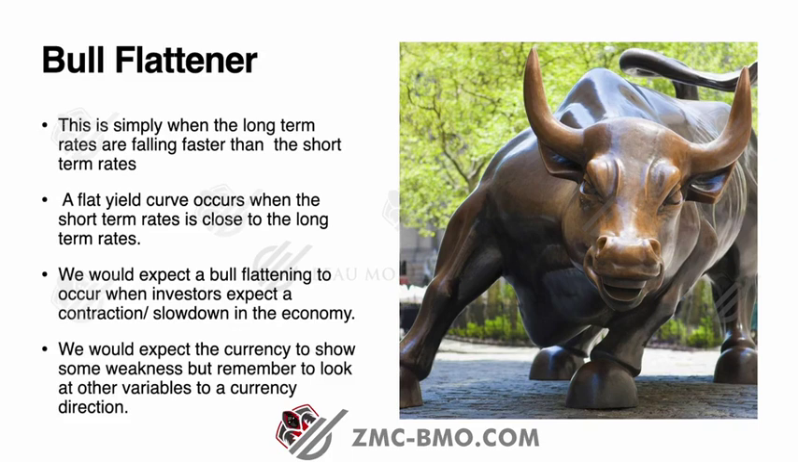We would expect a bull flattening to occur when investors expect a contraction or a slowdown in the economy. We would expect the currency to show some weakness, but remember to look at other variables to determine a currency's direction. So remember, if you're seeing a bull flattener or a bull steepener, both are generally somewhat negative for the currency, dependent on the actual reasoning why we're seeing that specific type of yield curve. That's something to note, please.